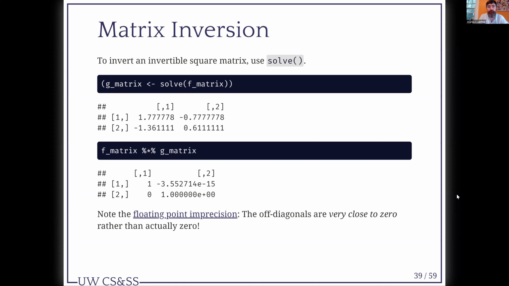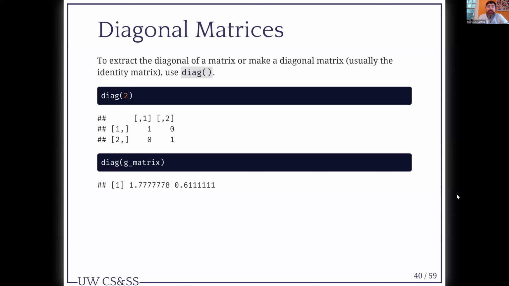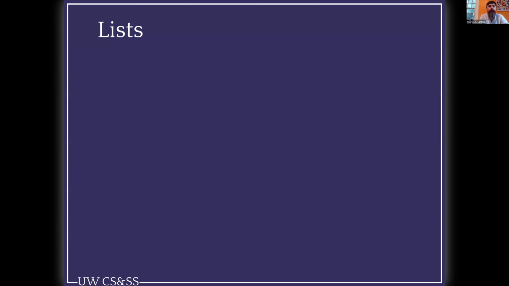Just know it happens. If you want to extract a diagonal of a matrix or make a diagonal matrix, such as an identity matrix, if I say diag 2, it will create a 2 by 2 identity matrix with 1s on the diagonals and 0s in the off diagonals. Likewise, if I give a matrix to diag, it will extract the diagonal elements of it. This is something you probably won't have to do too often unless you're writing statistical routines by hand, which you probably will do in some CSSS classes if you take them. Do we have any questions about matrices before we move on to lists?